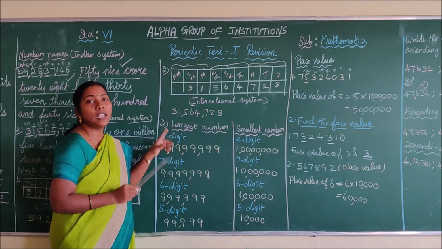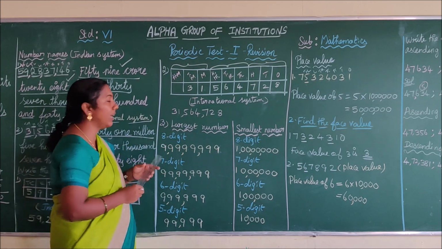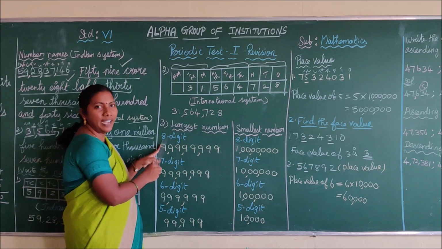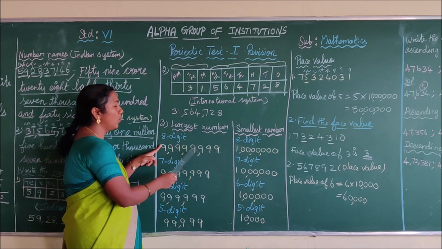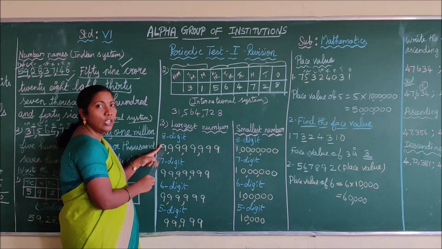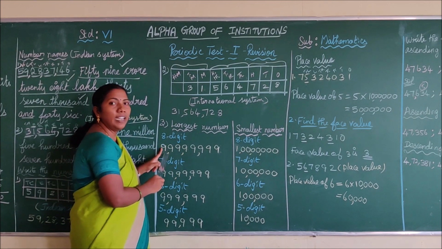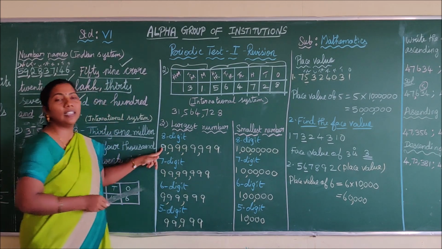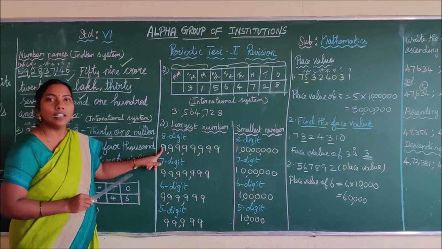That is the 8-digit greatest number. How can you write it? By using 9 eight times. 1, 2, 3, 4, 5, 6, 7, 8. You have to write 9 eight times. You can easily write the greatest 8-digit number.